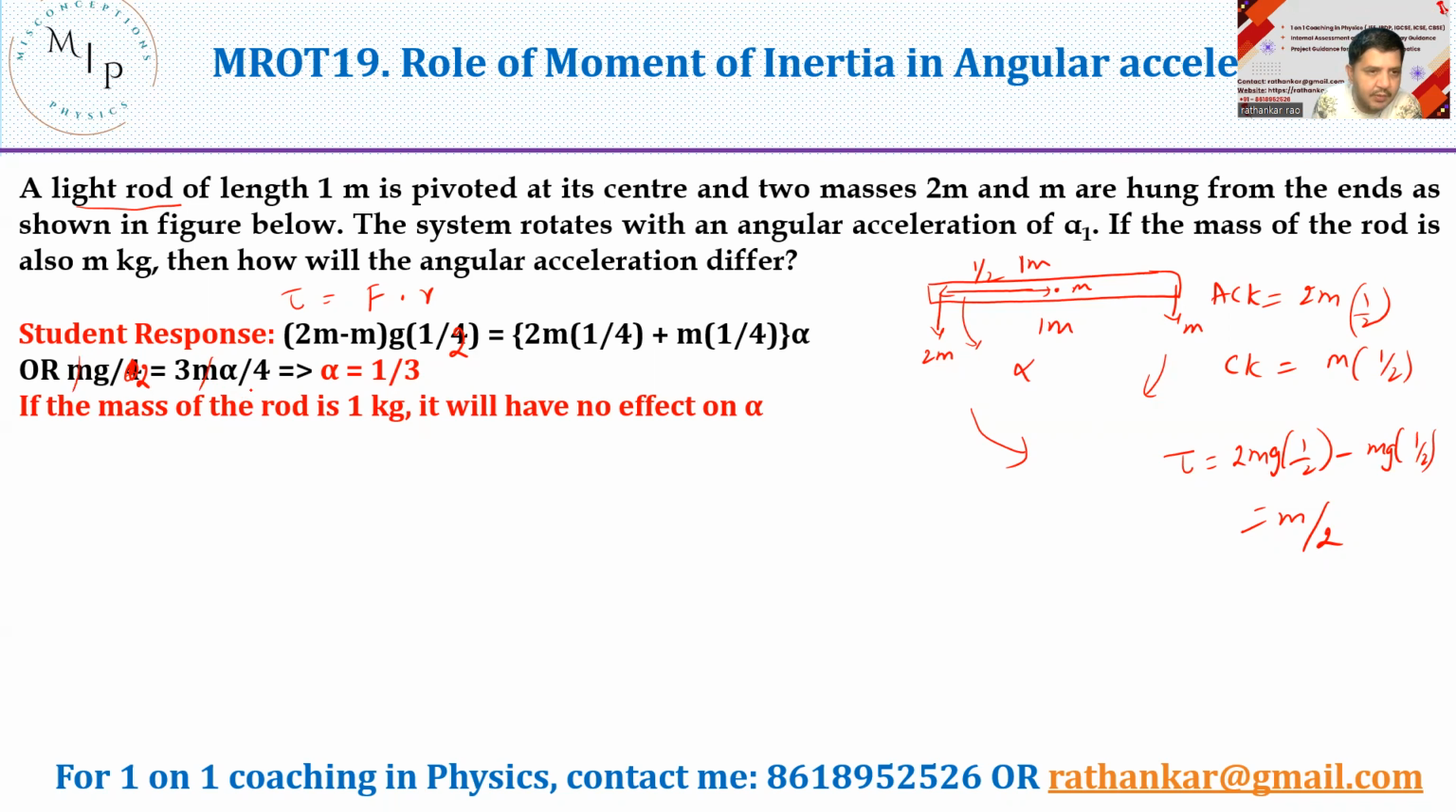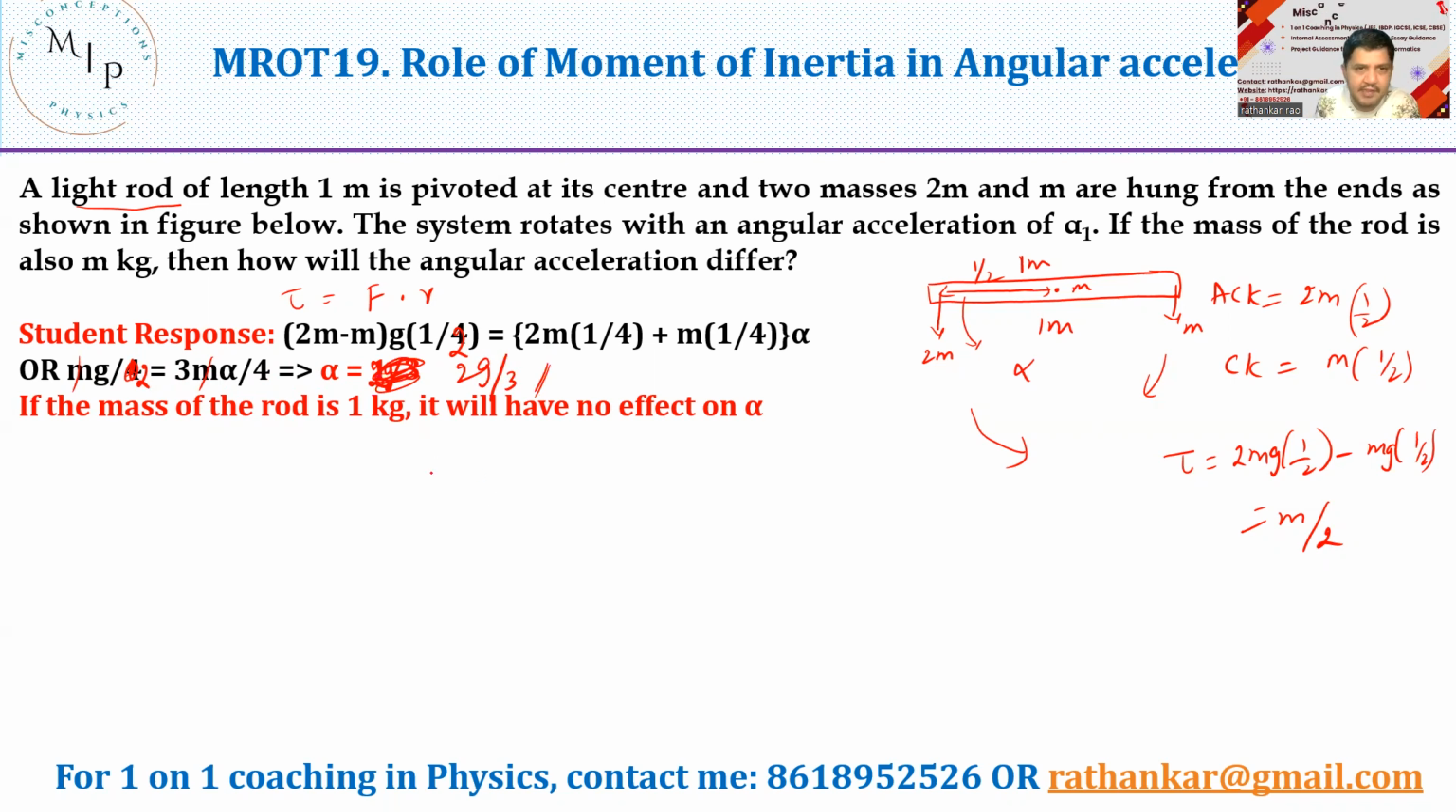And thus you are now able to write this as alpha is equal to 2g divided by 3. Let me rewrite it once again. 2g divided by 3. Am I right? This is 2g divided by 3. Correct. 2g by 3. So this is what we get over here.